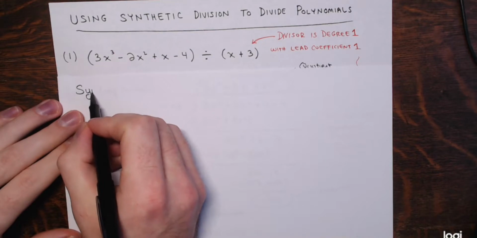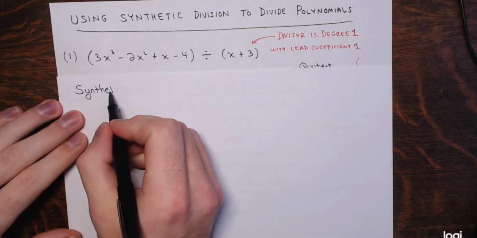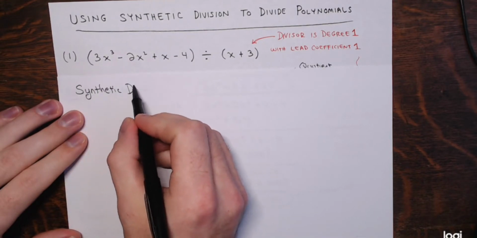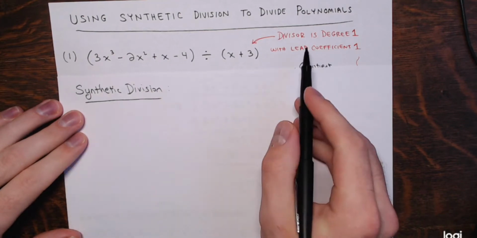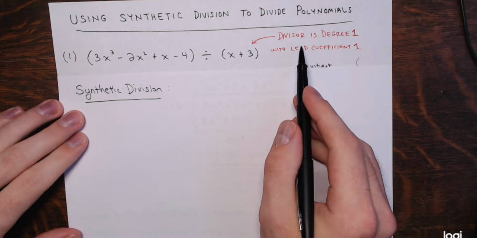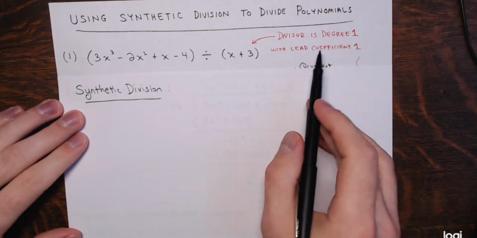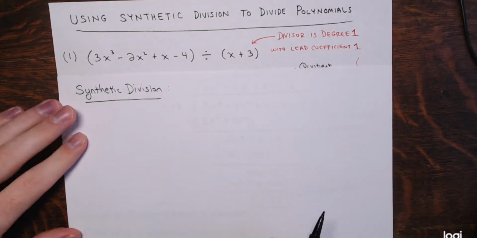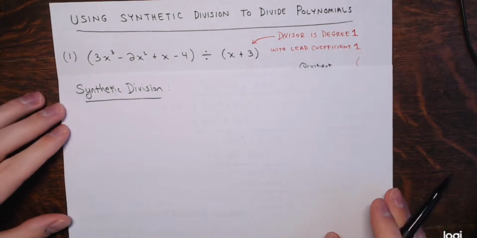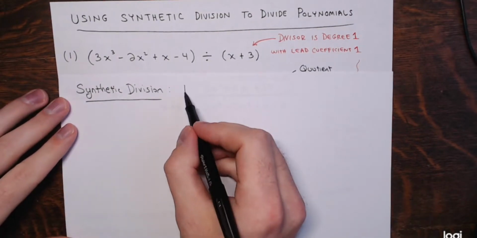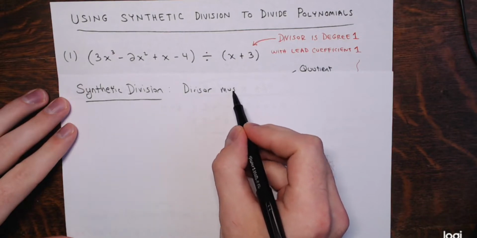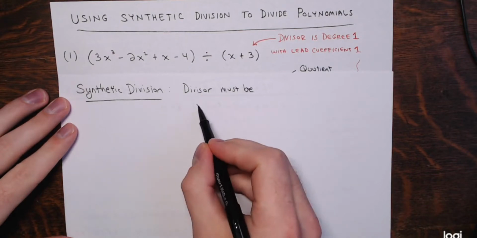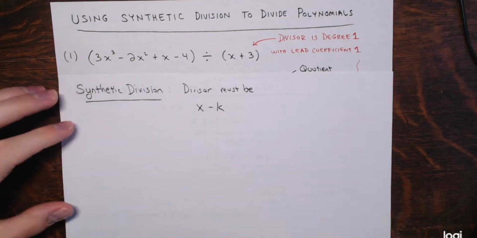So, synthetic division. Once again, it is only used when the divisor is a degree 1 polynomial with a lead coefficient of 1. Very, very specific. I'll write that again here. The divisor must be x minus k. It must be in that form.